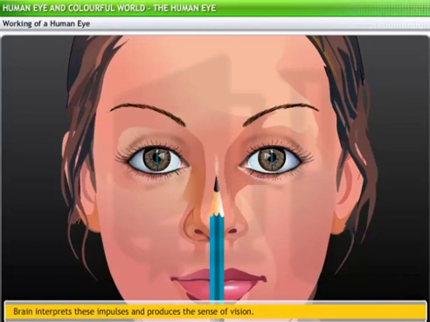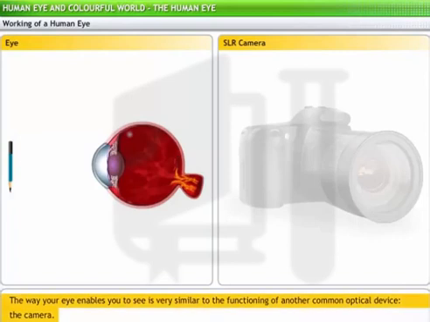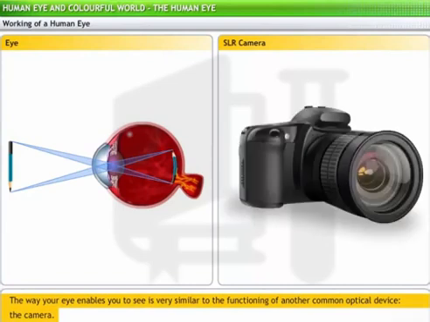Sounds like a long process, doesn't it? The amazing thing is that the eye completes this process in a fraction of a second, enabling us to see. The way your eye enables you to see is very similar to the functioning of another common optical device, the camera. To form images, all SLR cameras use the same principles of refraction of light rays by lenses and interpretation of colors and brightness.